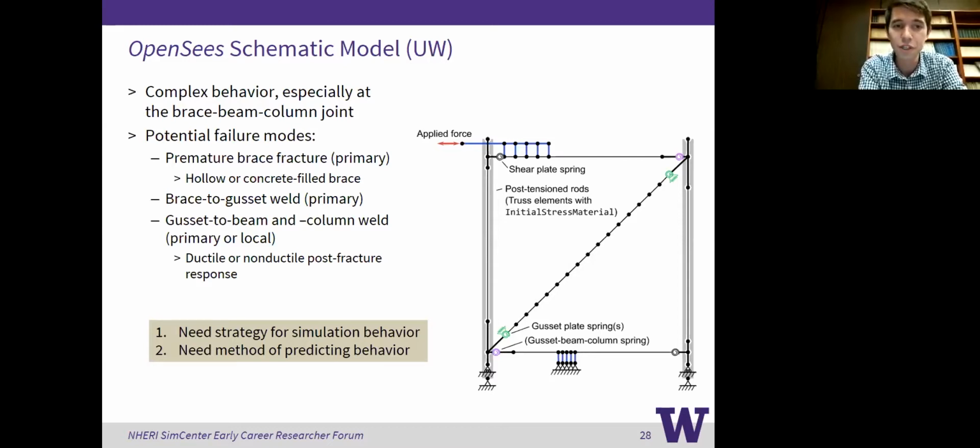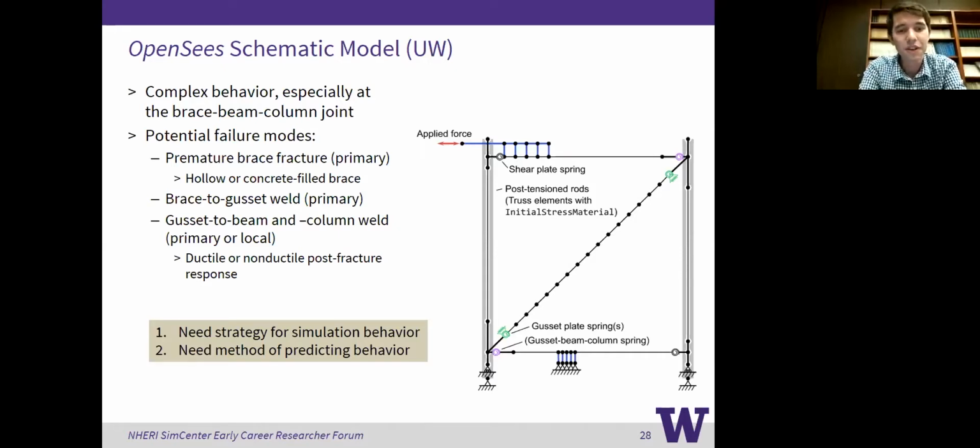We have premature brace fracture, okay, and this is what we call a primary failure mode, because after that occurs, we lose the axial load path to the brace. We have brace to gusset weld fracture, which is another primary failure mode because, again, you're losing that load path. And then we have gusset to beam and column weld fracture, which is either a primary failure mode or a local failure mode, depending on what happens in the post-fracture range. So the gusset plate could tear off entirely if it's welded on both sides, but potentially if it's bolted, you could get some significant deformation capacity through those bolts.